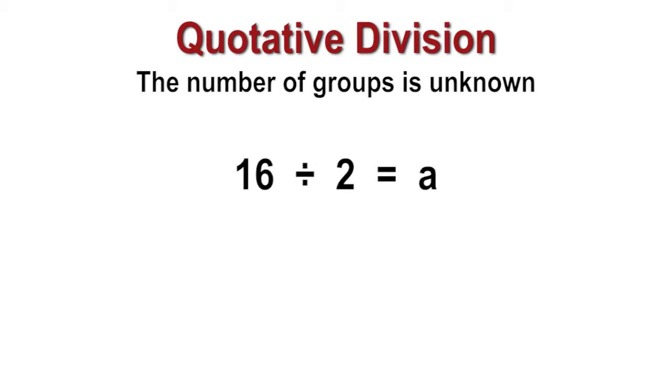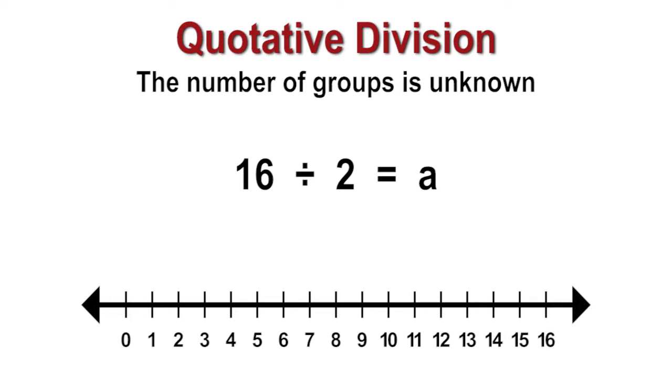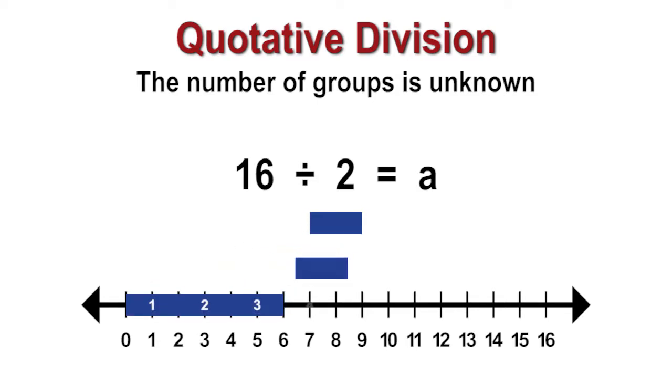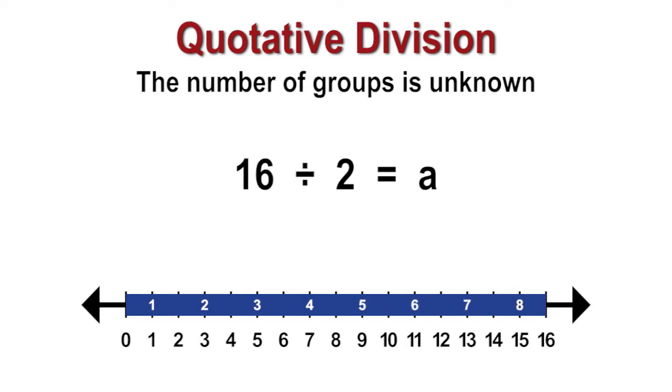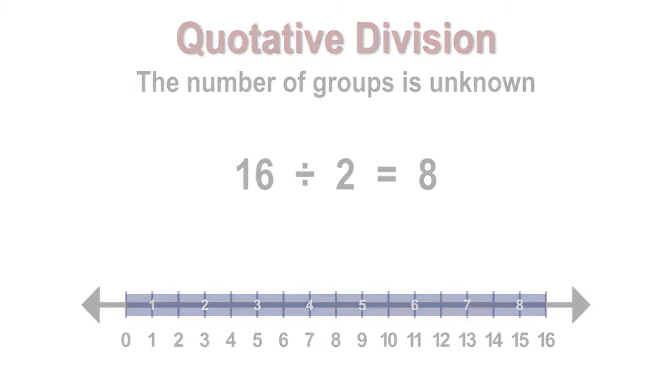16 divided by 2 equals A. In a linear model or a bar model with a measure known, the pieces can be placed end to end with no gaps or overlaps and then counted to determine the number of those lengths. Find out how many 2s are in 16. 1 group of 2, 2 groups of 2, 3, 4, 5, 6, 7, 8. So 16 divided by 2 equals 8.